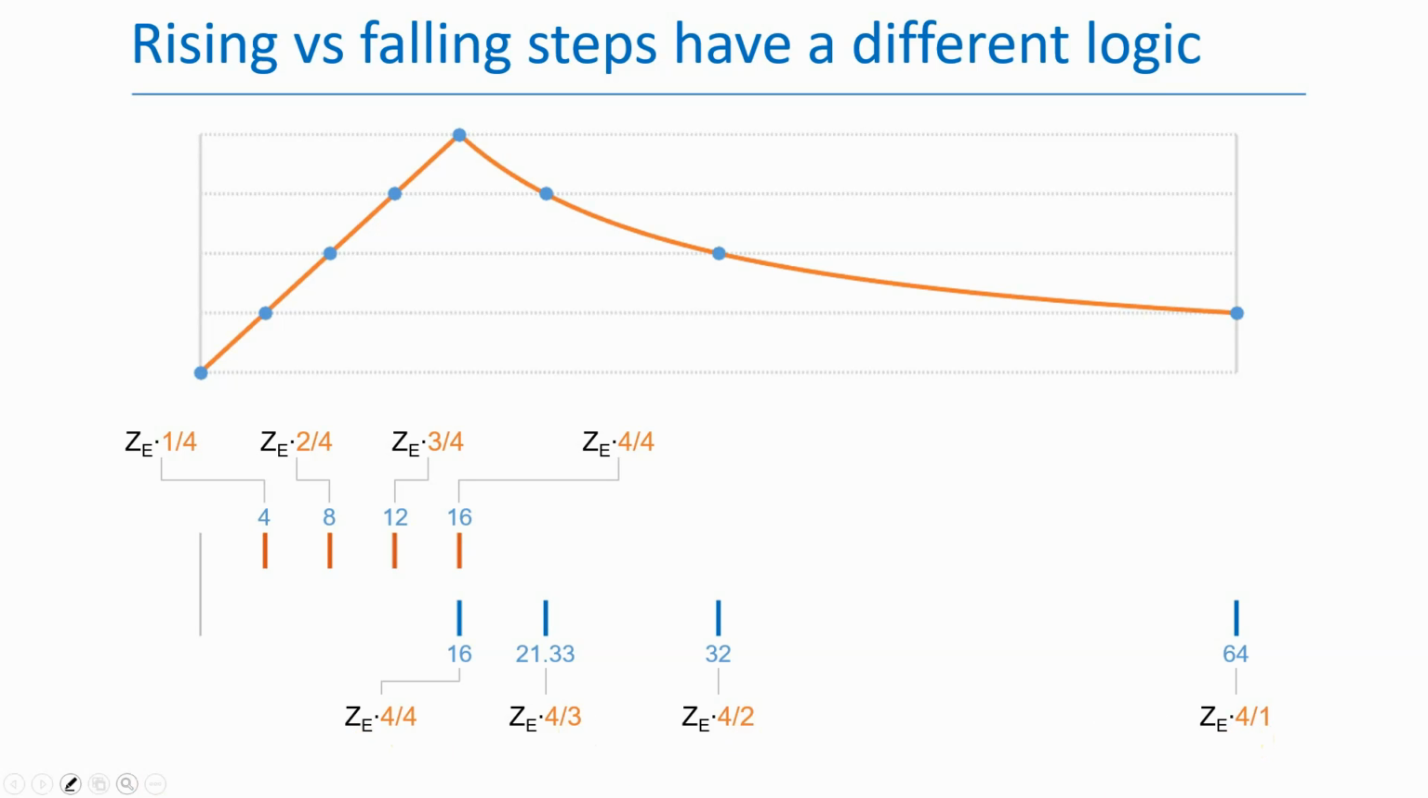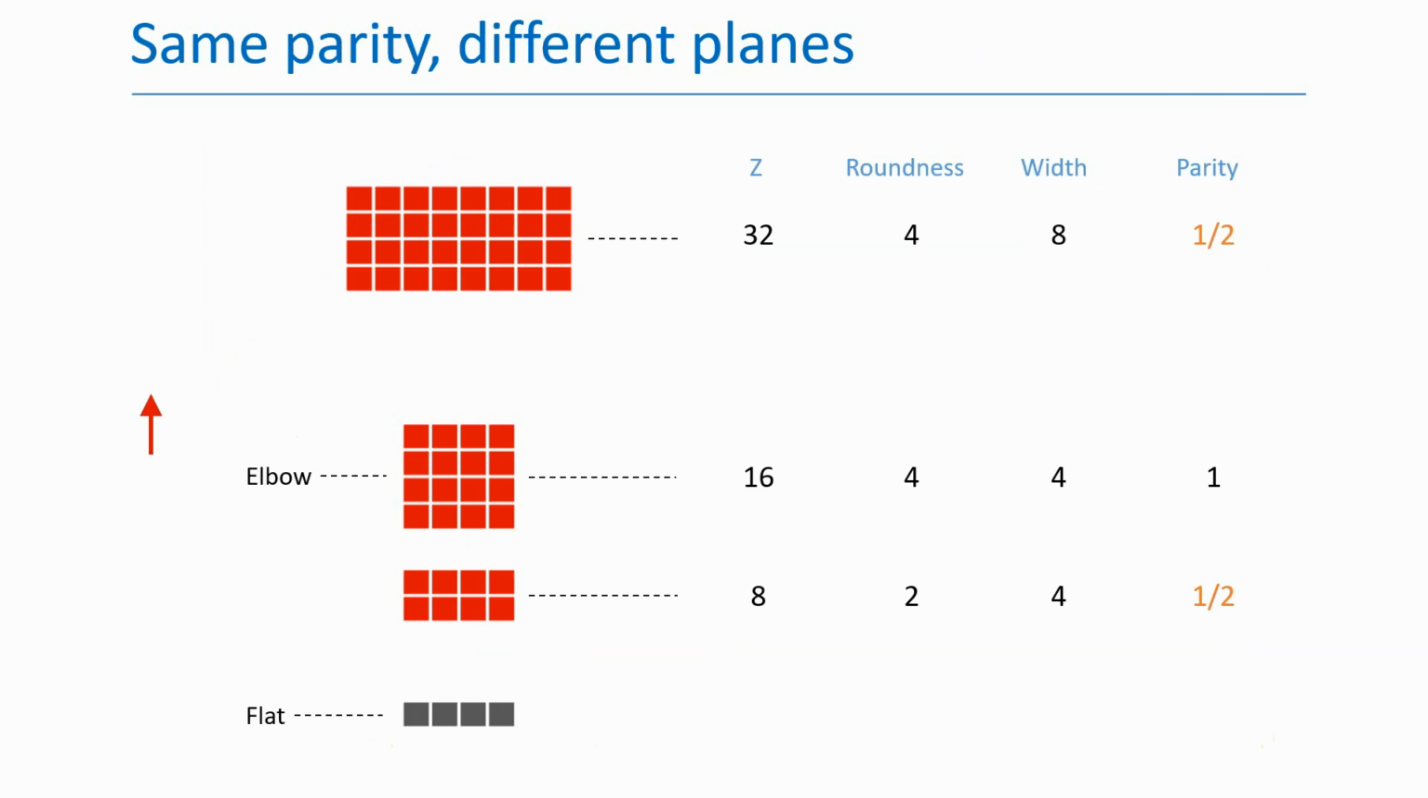Another way to think about it is that at 2 times the elbow distance, the parity is 1/2. At 4 times the elbow distance, the parity is 1/4, and so on for any multiple. This shows how different distributions can have equal parity.